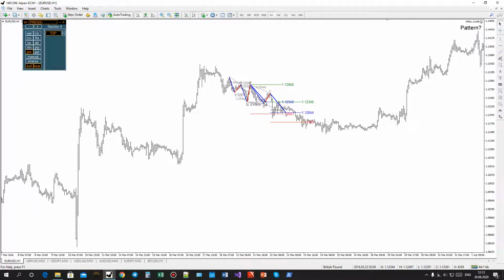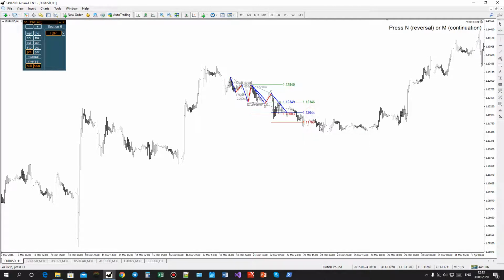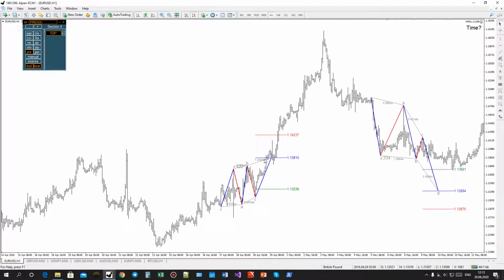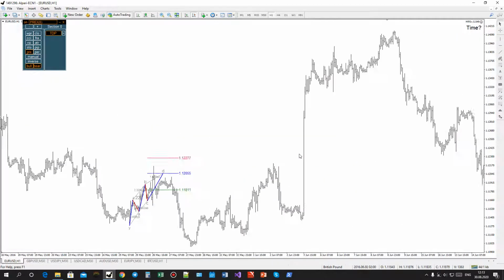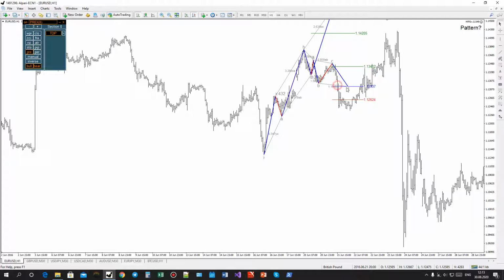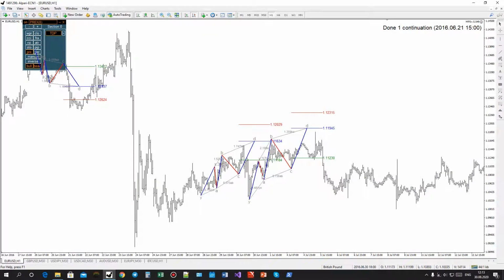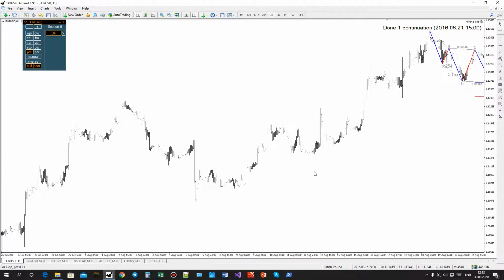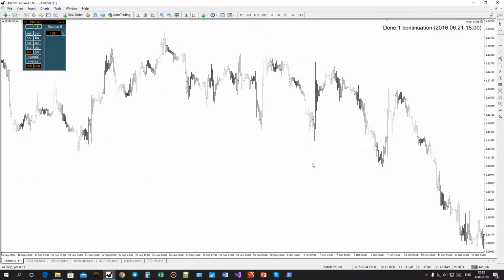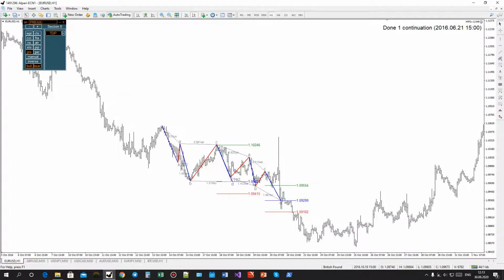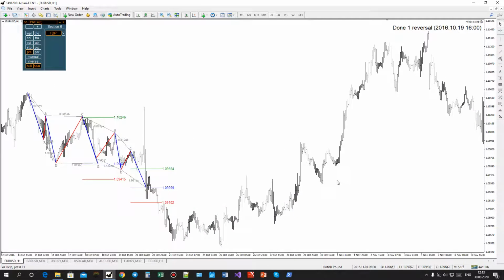The first one is a loss, and the second one is a win. Okay, this one is a loss. Invalidated C point. This one is a loss. Nothing here, nothing here, nothing here. Invalidated. Both bearish patterns invalidated. The first one, it is a win. And the second one is invalidated.